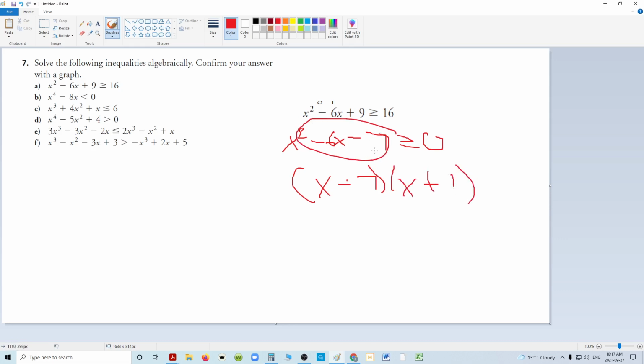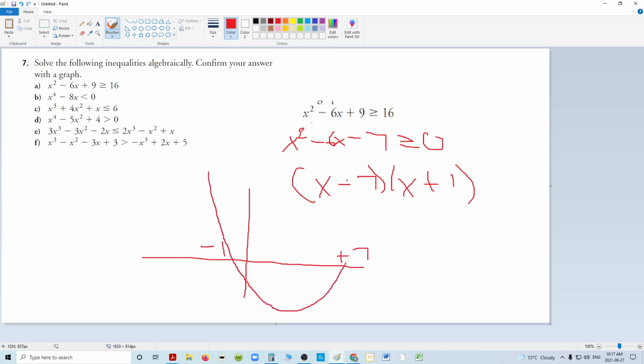We'll create that, which means you have to figure out, this is obviously a parabola, so is this, rather. You have to figure out if it's upward facing, and it is. It goes through minus 1 and plus 7. Since the 16 has become 0, we can see that it's above the x-axis, to the left of minus 1 and to the right of plus 7.